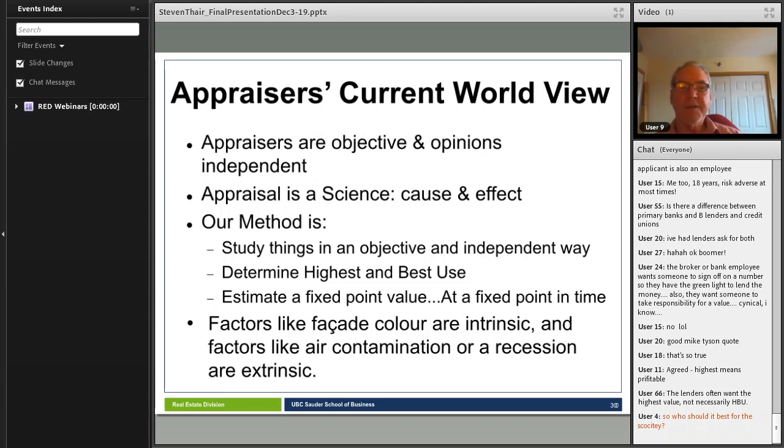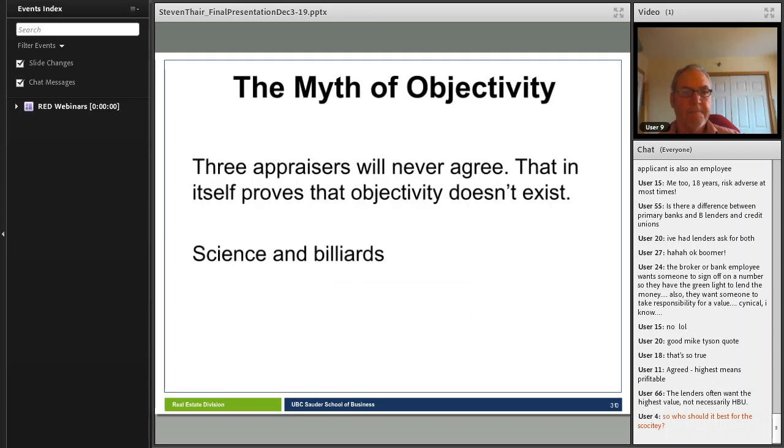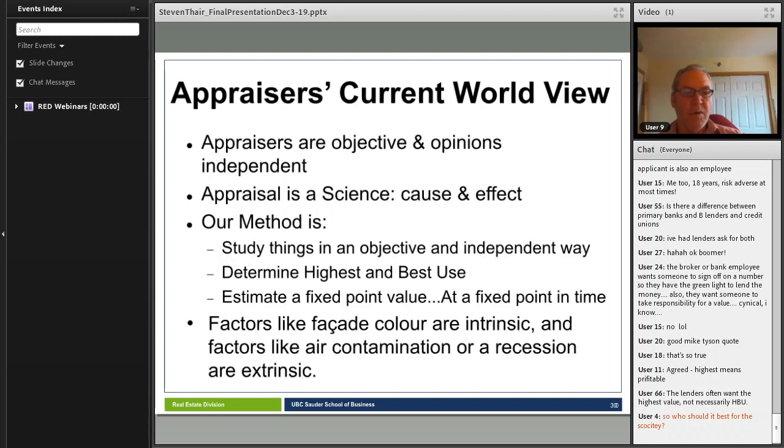And we believe appraisal is a science, that it runs on cause and effect. Our method is to study things in an objective and independent way, and determine the highest and best use, and estimate a fixed point of value at a fixed point in time. We also believe, in our doctrine, that things like the color of a building are intrinsic to the building, and factors like air contamination or recession are extrinsic. You're probably wondering what this has to do with objectivity, but we'll get there. Okay, so this slide is where we are generally.